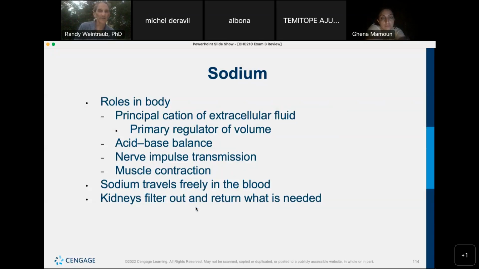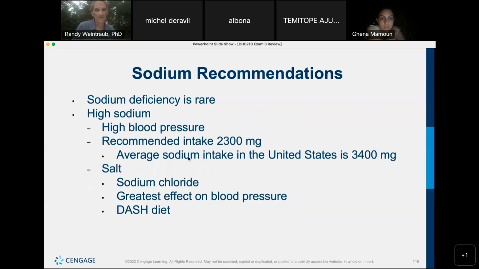Sodium is the principal cation of the outside fluid. It has a number of roles there, as you could see. Most everybody doesn't have a problem with getting enough sodium. In fact, we get, in general, too much sodium, as 2,300 milligrams is the recommended intake, not more than that, but the average person gets 3,400 milligrams of sodium, or 3.4 grams. That's a couple, or a little more than a couple, of teaspoons. So that's a lot.